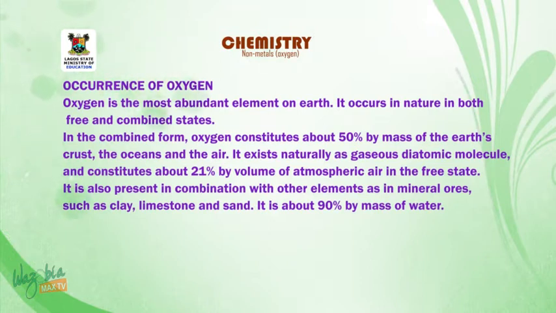Occurrence of oxygen. Oxygen is the most abundant element on Earth. It occurs in nature in both free and combined states. In the combined form, oxygen constitutes about 50% by mass of the Earth's crust, the oceans, and the air. It exists naturally as gaseous diatomic molecule and constitutes about 20% by volume of atmospheric air in the free state. It is also present in combination with other elements as in mineral ores such as clay, limestone, and sand. It is about 90% by mass of water.